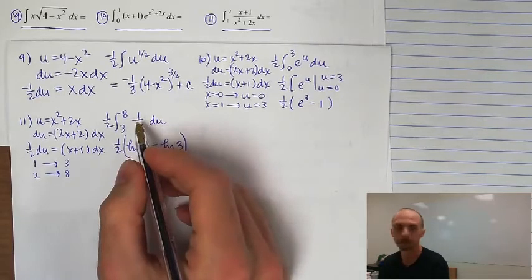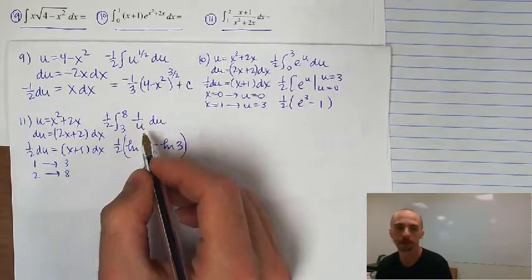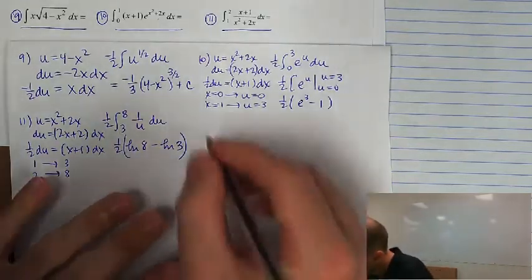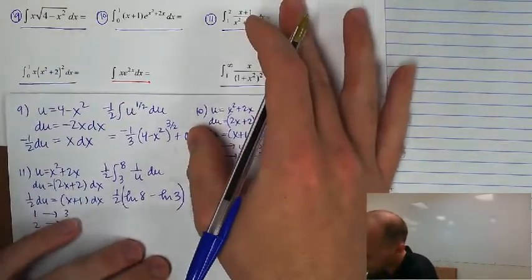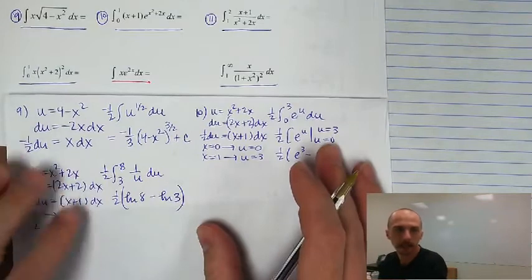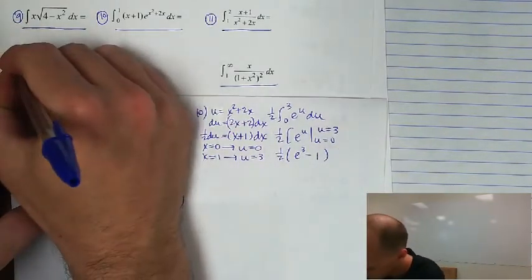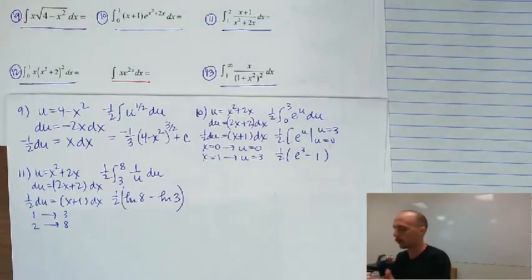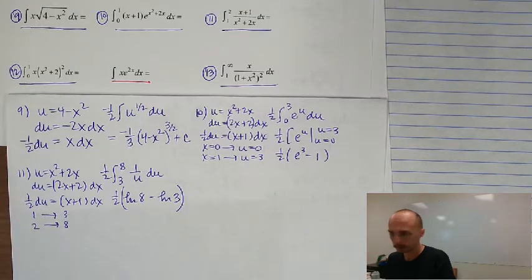Because the antiderivative of 1 over u with respect to u is the natural log of the absolute value of u, with u running from 3 to 8, that makes it that. All right. Where did the one, oh, I just skipped that one. I'll do that one at the end, I think.